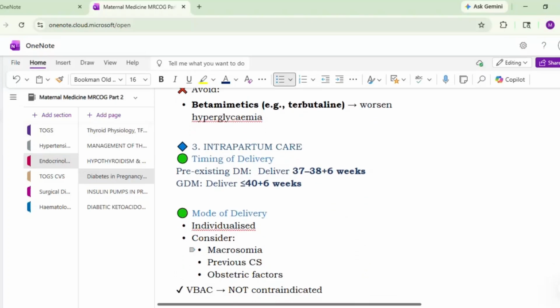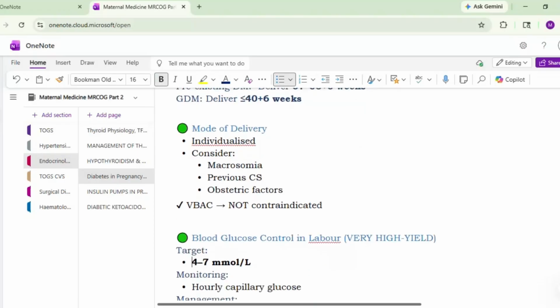Coming to the intrapartum care, the timing of delivery we have discussed. Pre-existing diabetes, that is type 1 or type 2 diabetes, we will deliver between 37 to 38+6 weeks. GDM at less than or equal to 40+6 weeks of gestation. Mode of delivery is to be individualized. Diabetes alone is not a direct indication for cesarean section, but we need to take into account macrosomia, previous cesarean section, and obstetric factors.